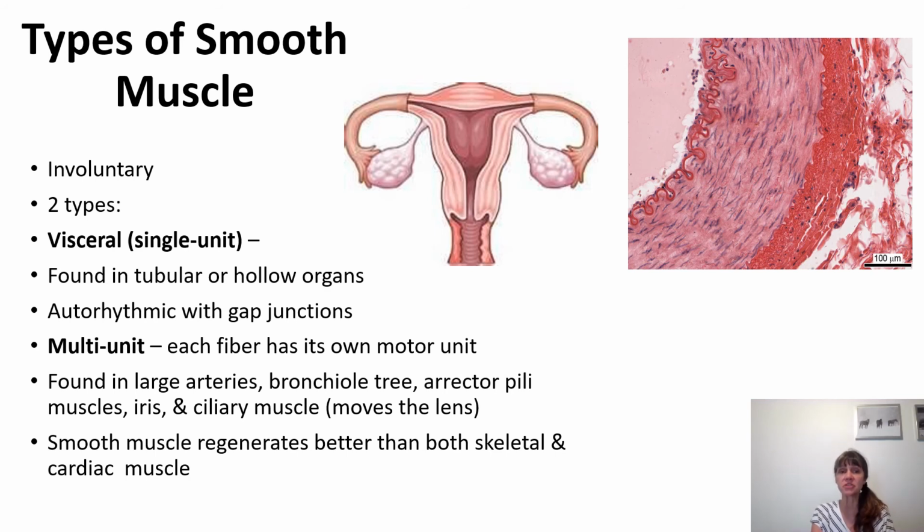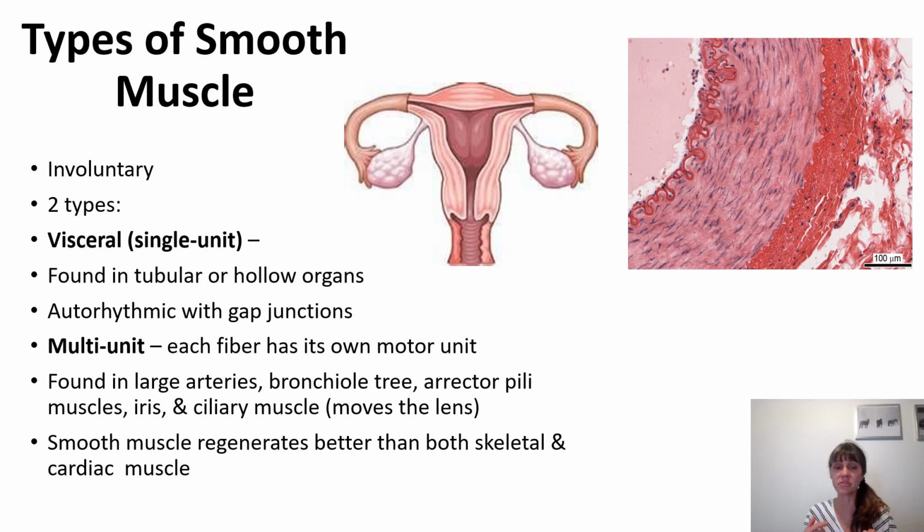The gap junctions allow waves of contraction to occur. Multi-unit smooth muscle is named so because each fiber has its own motor unit. Remember the picture I showed you previously where you saw the individual smooth muscle cells and each one had a branch of the autonomic nerve going to them? Multi-unit smooth muscle is found in large arteries, the bronchial tree.